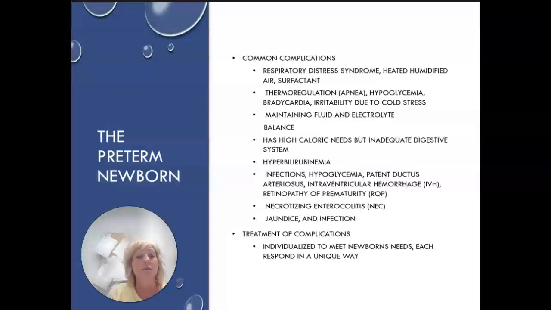Infections. Infections is a big one. So if we see babies with infections, they usually will have hypoglycemia. Sometimes they might have a patent ductus arteriosus. So remember that the patent ductus arteriosus is the one where it's in the pulmonary artery and it's attached to the aorta. And sometimes that can cause problems because they're born, but they're not supposed to be born, so that stays patent and doesn't want to close.